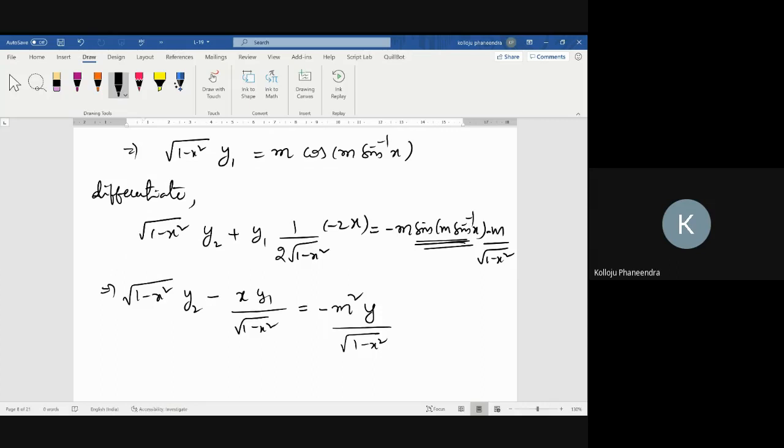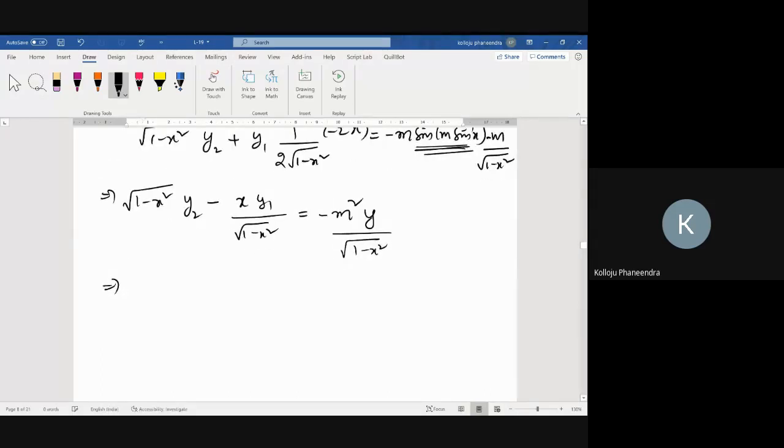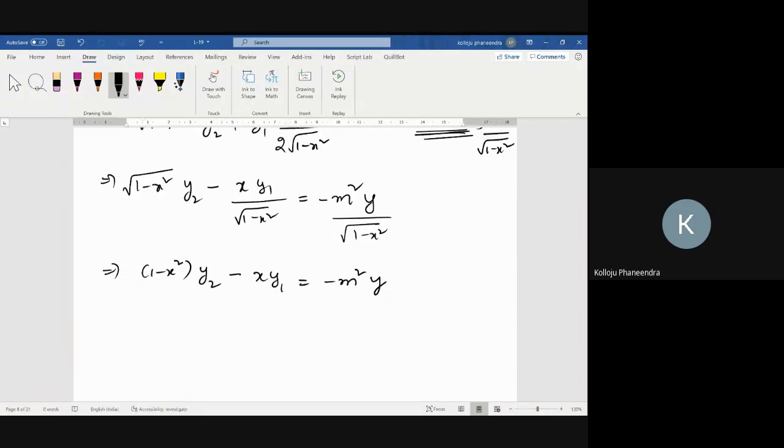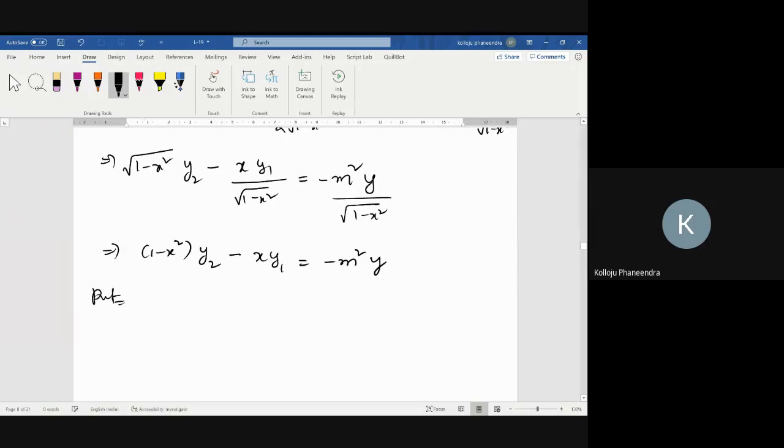Sine of m sine inverse x is the function y. Now taking LCM, 1 minus x square on both sides, this is 1 minus x square y2, minus x y1 equal to minus m square y. Now put x equal to 0 here. This implies y2 of 0 equals minus m square y of 0. Take this as the star equation.